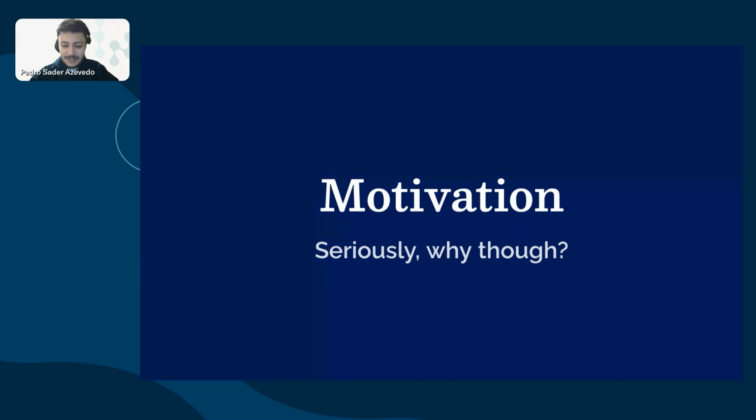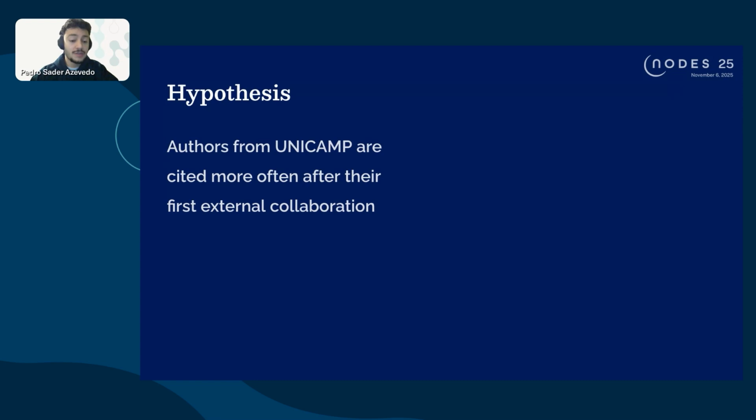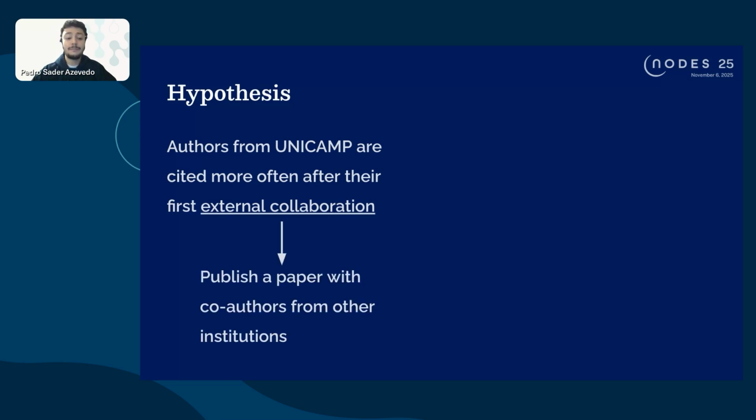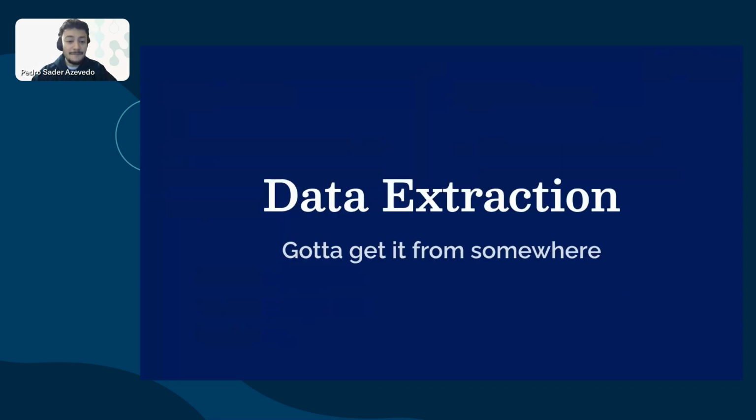So why did I choose this very specific and odd theme for my bachelor's thesis? To be more specific, what we set out to investigate in this project was whether authors from UNICAMP, my university, were cited more often after their first external collaboration. By external collaboration, I mean publishing a paper with authors from other institutions. This is very important on one hand because it would allow researchers from UNICAMP to understand which behaviors and which collaborations help them maximize their scientific impact and their metrics. And on a more personal level, it would be a chance for me to leave something useful to my alma mater as I was about to leave there.